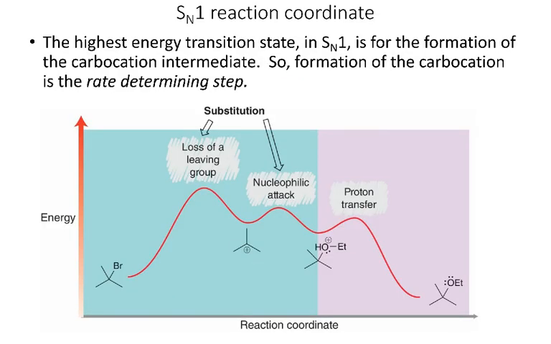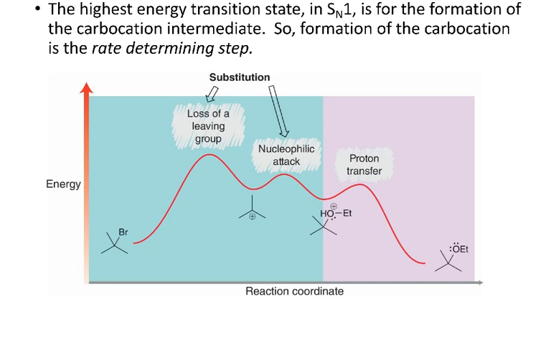So this slide shows a typical reaction energy diagram for an SN1 reaction. And you can see that we have indeed the three steps. So we start with the loss of the leaving group, then the nucleophilic attack, and then the proton transfer to give us our final product. And as you can see, it's the first step that has the largest activation energy. The barrier is the highest, so that means that this is the rate determining step. So the loss of the leaving group is the rate determining step in an SN1 reaction.